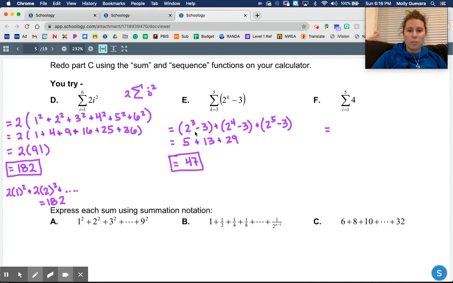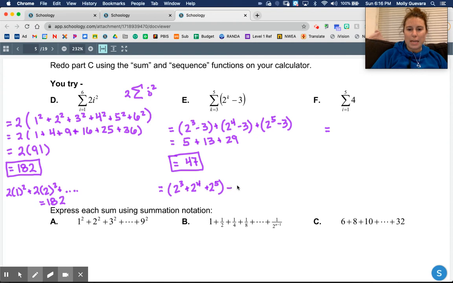For E, I just went ahead and plugged in 3, 4, and 5 for K, and I got 47. Again, you could have done 2 to the 3rd plus 2 to the 4th plus 2 to the 5th, right? That first part. And then minus, if I plug in 3 here, it's 3. Plus, if I plug in 3 for 4, it's 3. Plus, if I plug in 3 for 5, it's 3. And either way, you would have gotten 47.